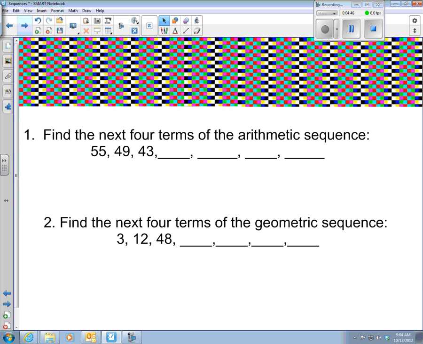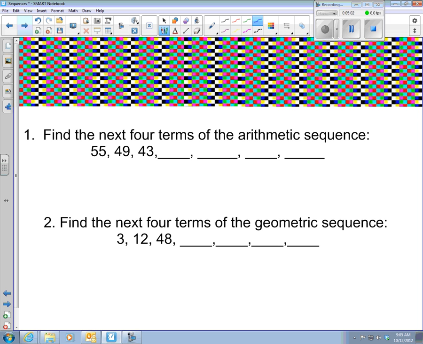Number 1: find the next 4 terms in the arithmetic sequence, and number 2 is find the next 4 terms in the geometric sequence. I want you to pause here and try these on your own real quick, and I'll give you the answers after you unpause it.